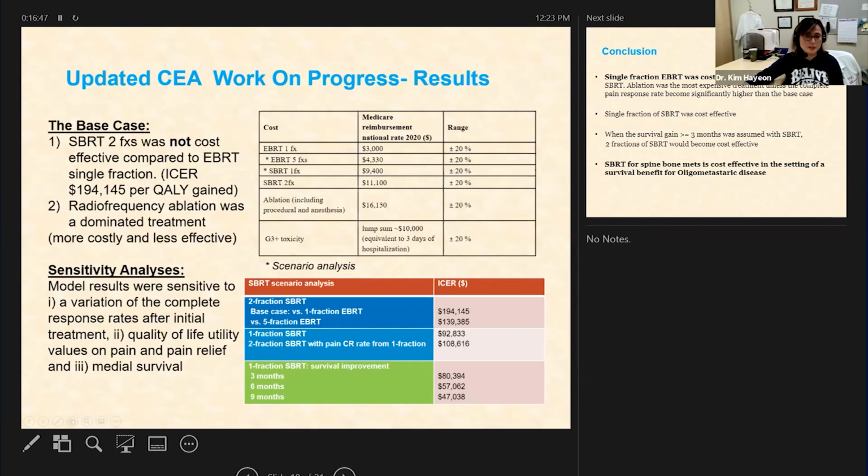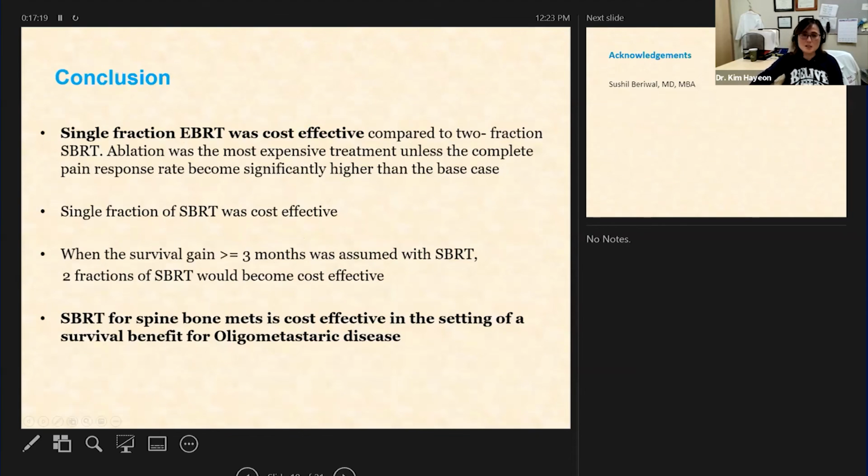2 fraction SBRT was not cost effective, as I just mentioned. However, when we use the data from single fraction SBRT, it was cost effective. Also, more importantly, if we assume survival improvement with SBRT by 3 months, 6 months, or 9 months, it's well below the cost-effectiveness criteria. This is not published yet. We are about to submit to a peer review journal.